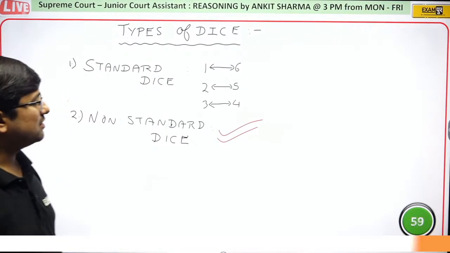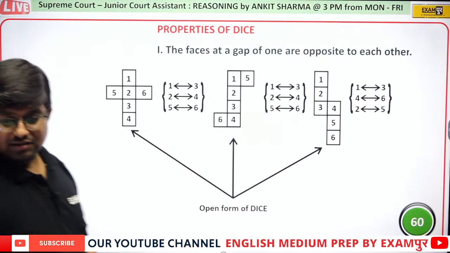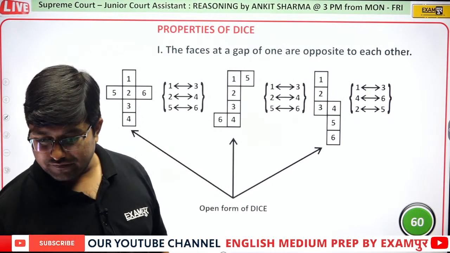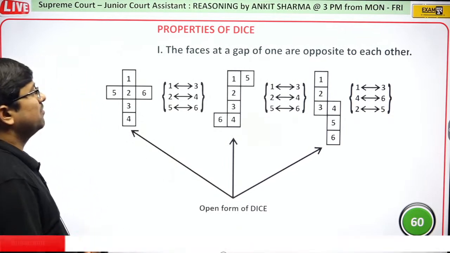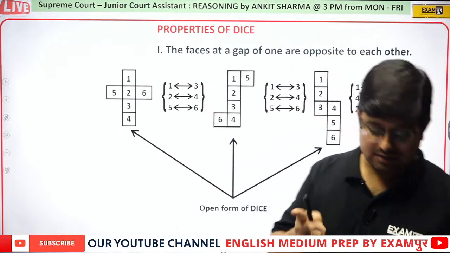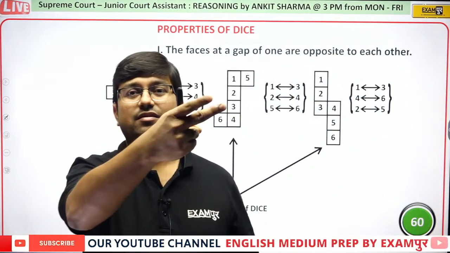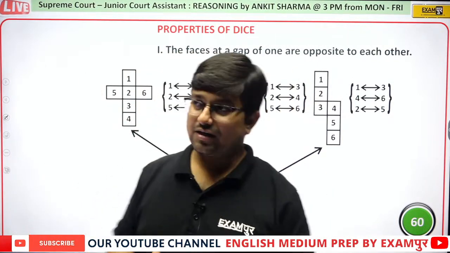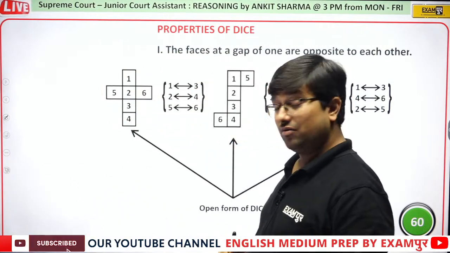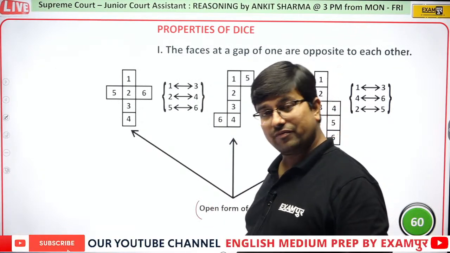Now let me discuss the theory over here. My dear students, this is the open form of dice. Dice has been cut and opened. Now, these all are open forms of dice as they have been given to you.